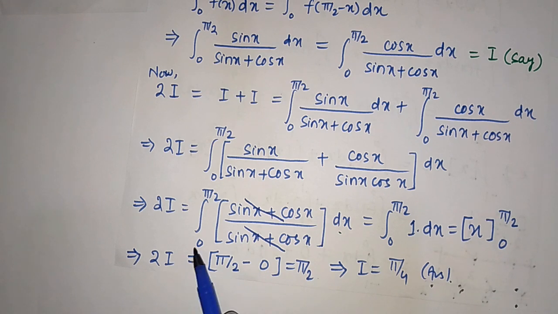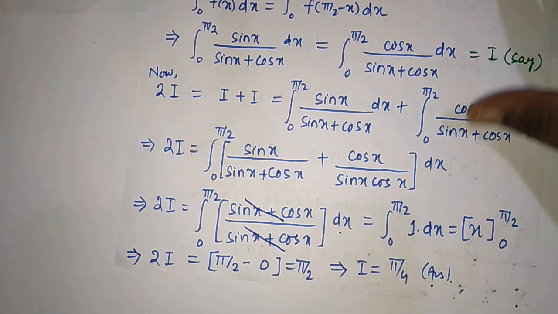In the left hand side you have got 2I equal to pi by 2, so only I, the value of I equal to pi by 4, because if you divide these two terms, then you will get pi by 2 by 2, that is equal to pi by 4. So you have got I equal to pi by 4.